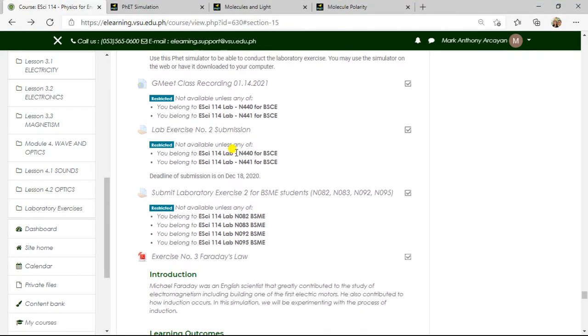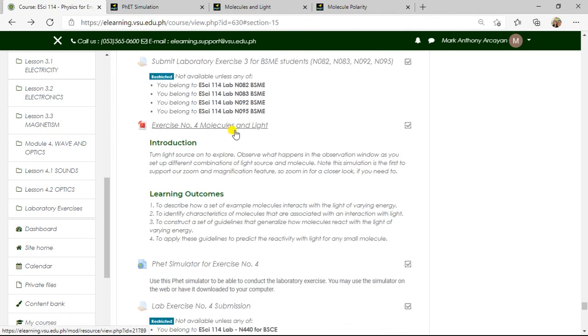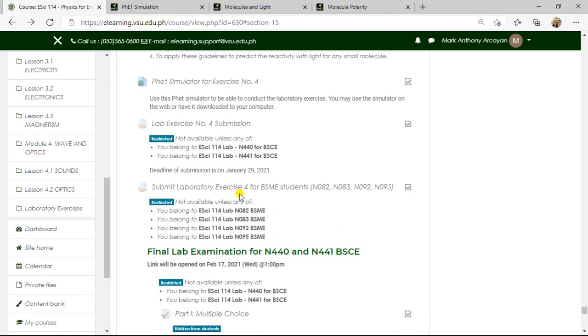So here is exercise number 4, molecules and light. I already put the submission section here. Submit laboratory exercise number 4 for BSME 082 to 095, and you can drop your file here. And again, thank you for listening and have a nice day.